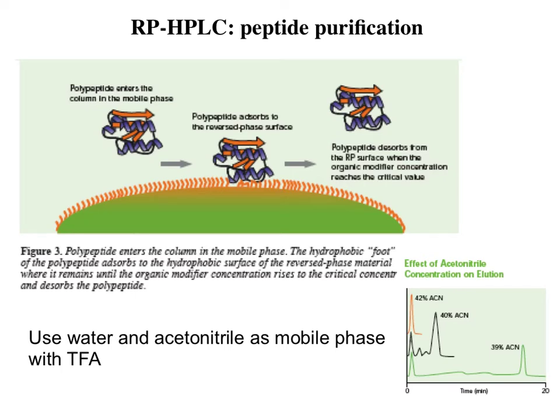In reverse phase HPLC, which is commonly used for peptide purification, your polypeptide enters in the mobile phase, it adsorbs on the reverse phase surface, and then desorbs from the reverse phase surface when the organic modifier concentration reaches a critical value. So in general, for polypeptides, you use water and acetonitrile as the mobile phase with TFA to protonate so that it becomes hydrophobic.